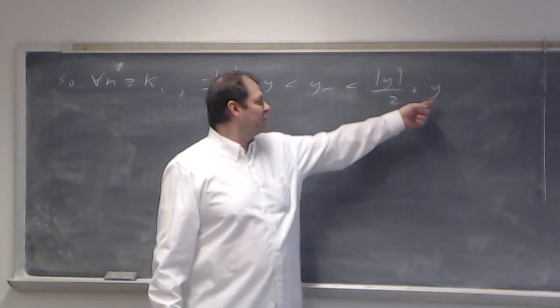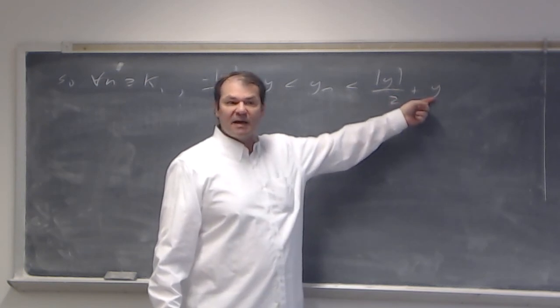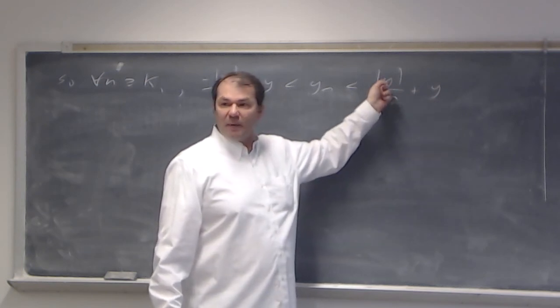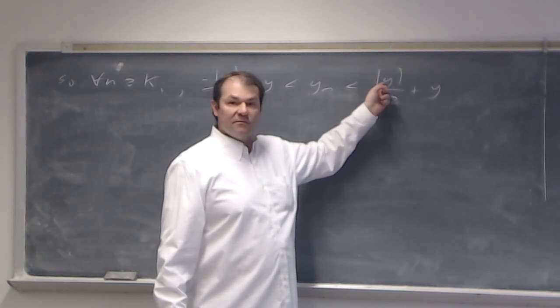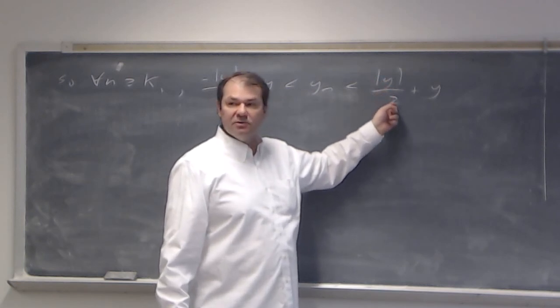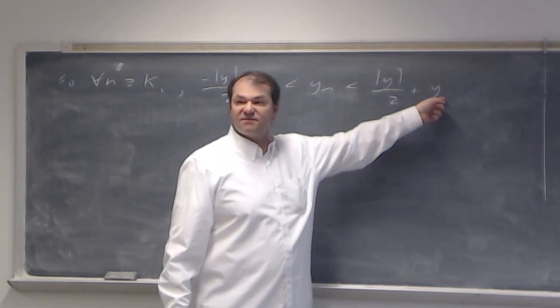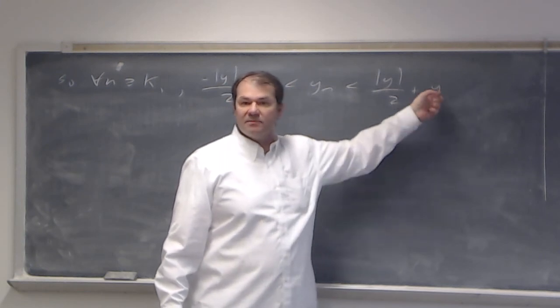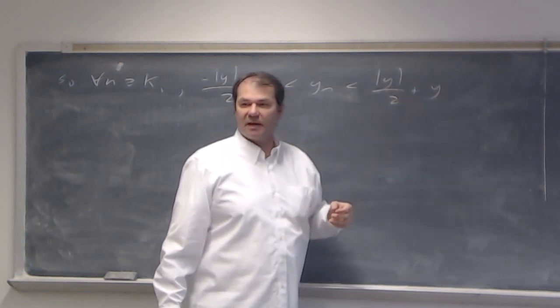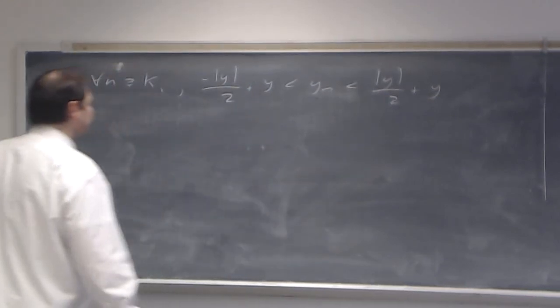Because if y was minus 4, the absolute value of minus 4 would be 4. 4 divided by 2 is 2. 2 plus minus 4 is a negative number. It's minus 2. I don't even have that this is positive. Is that okay with everybody? I don't know what to do.